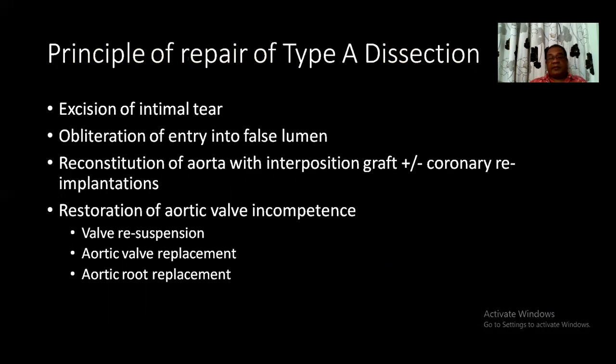Principle of repair of type A dissection. So it may be a simple one like excision of the intimal tear, obliteration of the entry into the false lumen, and reconstitution of the aorta with interpositional graft, plus or minus coronary artery reimplantation. Restoration of the aortic valve incompetence is done by valve resuspension, aortic valve replacement, and sometimes aortic root replacement also.